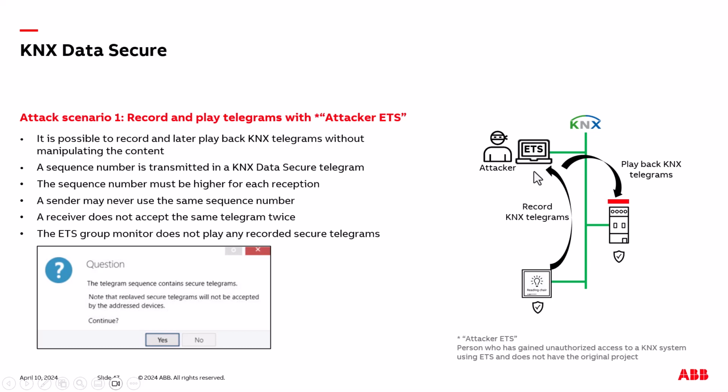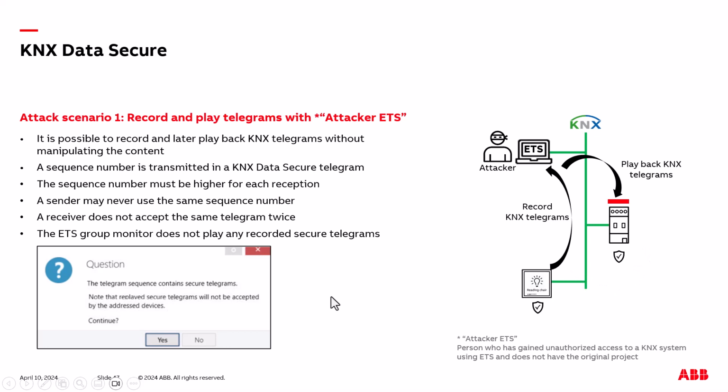Remember, here the sensor sent a telegram with a sequence number. He switched on, and the next time he sent the same telegram with the same sequence number, this actuator said, no, the sequence number must be higher. So it will not accept this playback of telegrams.